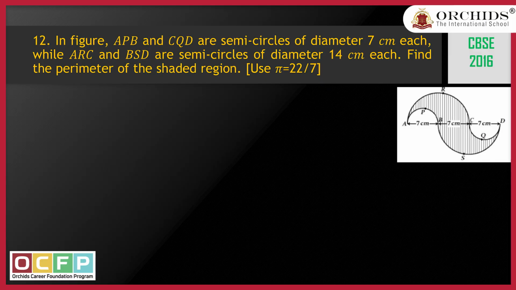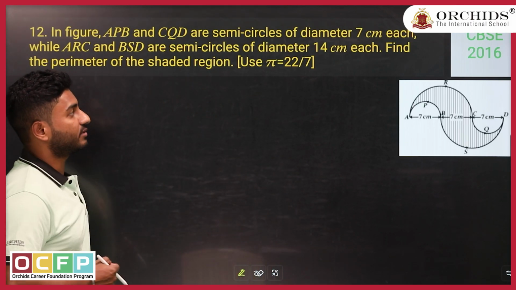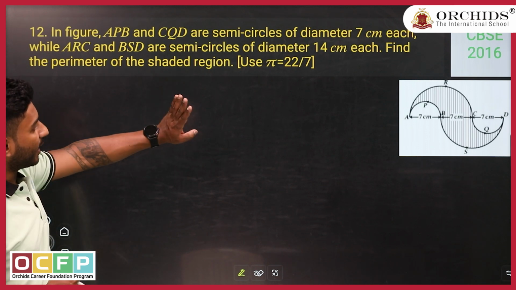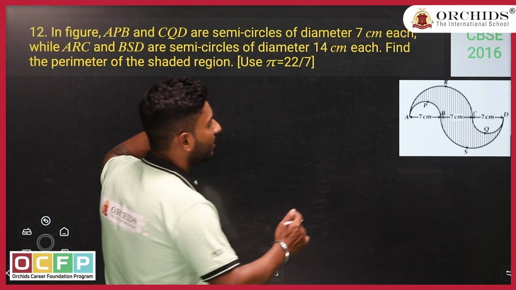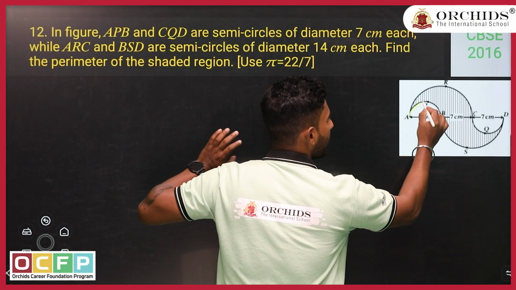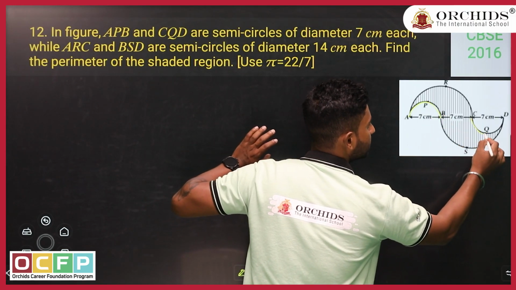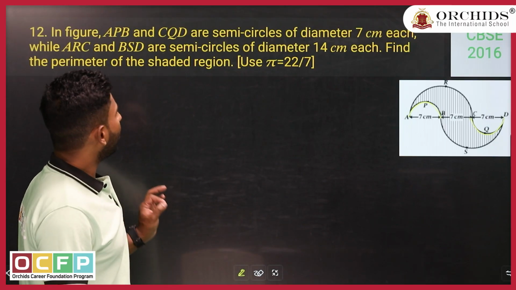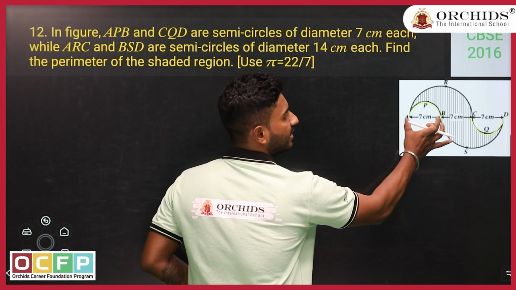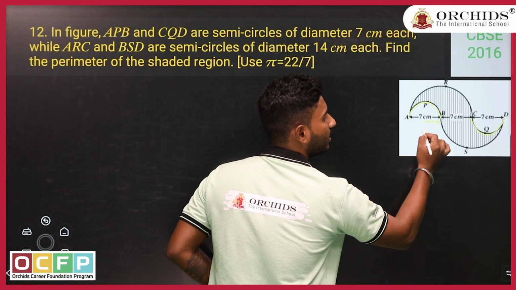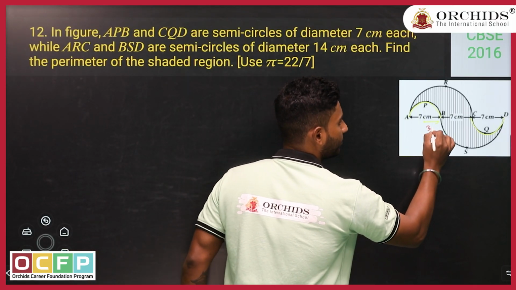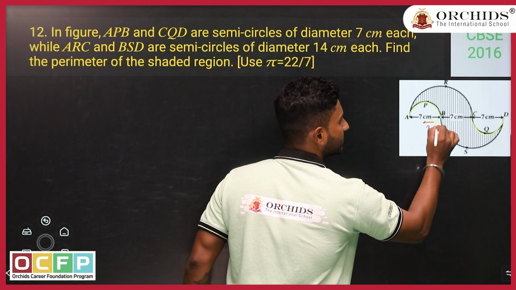Coming to the next question, question number 12. So it's from CBSE 2016. So see the beautiful diagram. Here what happens, the APB and CQD, these are two semicircles, similar semicircles of diameter 7 centimeter. The diameter is 7 centimeter. What will be the radius? Radius will be 3.5 centimeter.